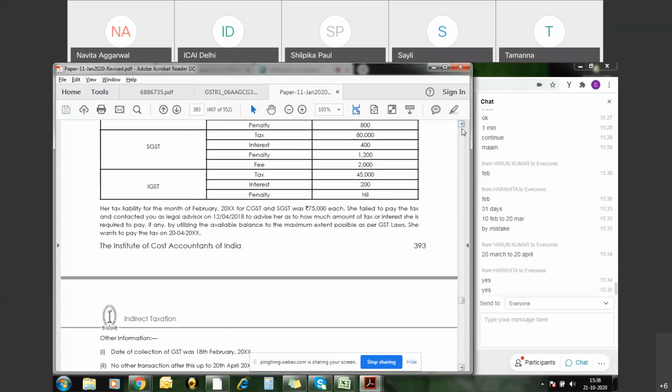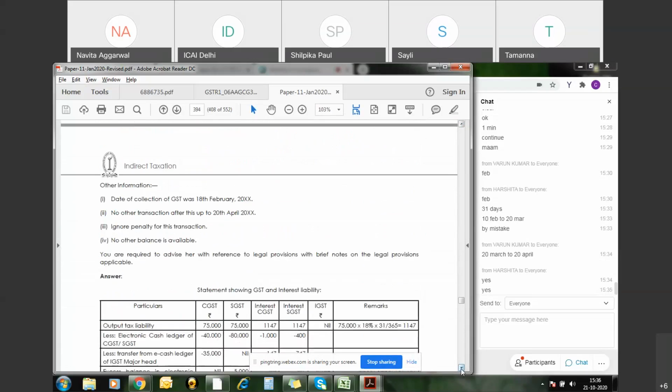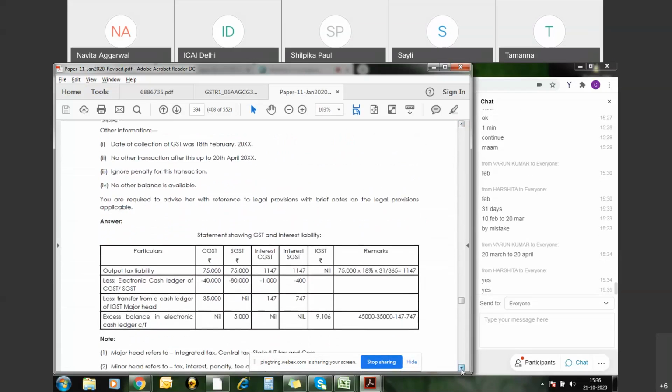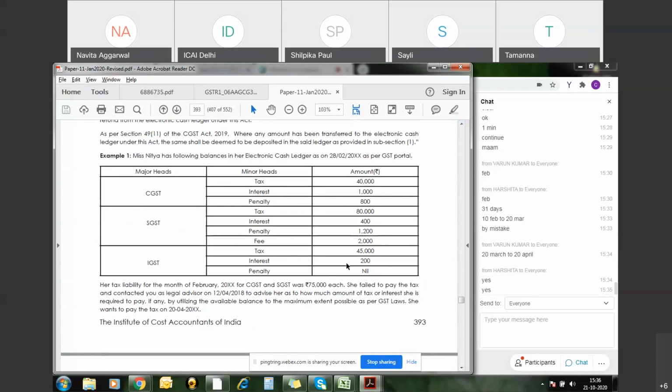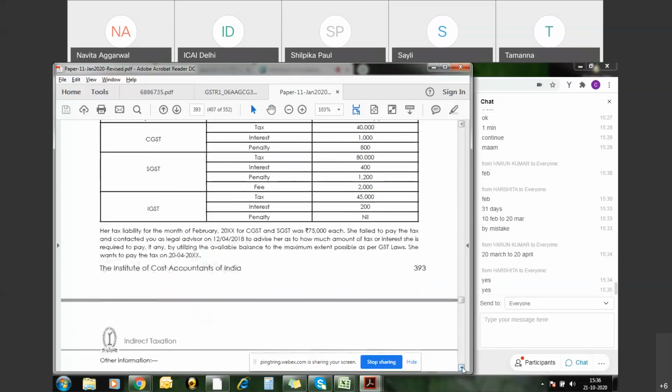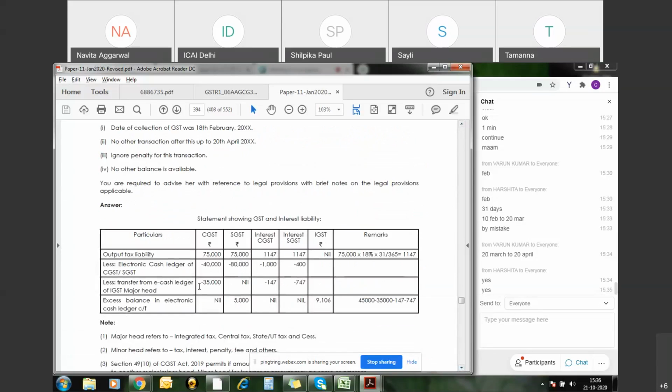So there is no further balance available, since CGST and SGST cannot be settled off with each other. What they have written is "less: transfer from e-cash ledger of IGST major head." IGST can be utilized to set off the liability under CGST or SGST. So the tax available is 45,000, and they have set off 35,000 against the available balance of IGST.